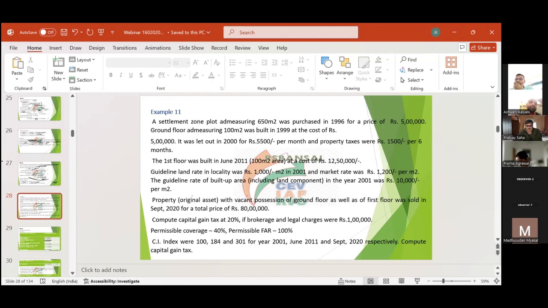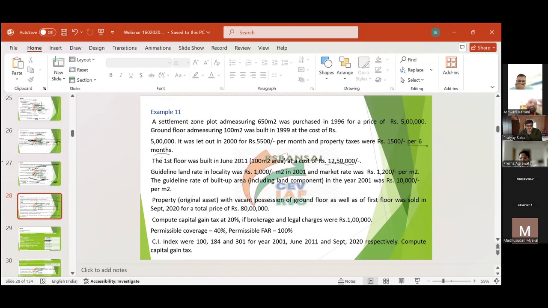A settlement zone plot measuring 650.050 square meter was purchased in 1996 for a price of 5 lakh. Ground floor measuring 100 square meter was built in 1999 at a cost of 5 lakh. It was let out in 2000 for rupees 5,500 per month, and property taxes were 1,500 per 6 months. The first floor was built in 2011, 100 square meter area at a cost of 12 lakh 50,000.